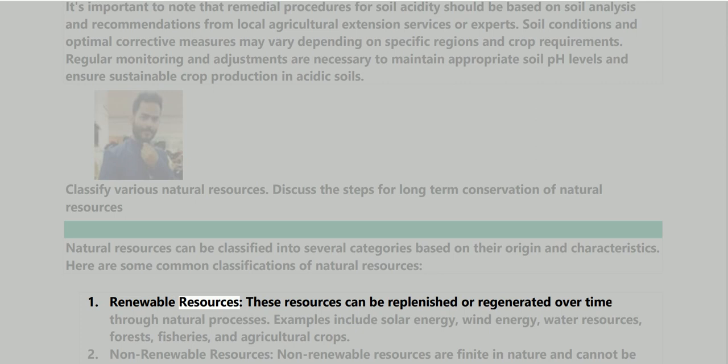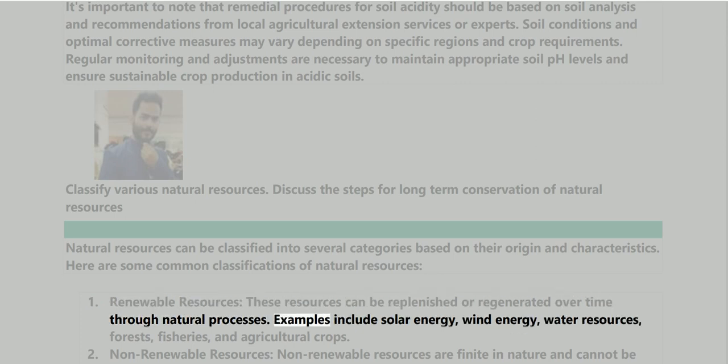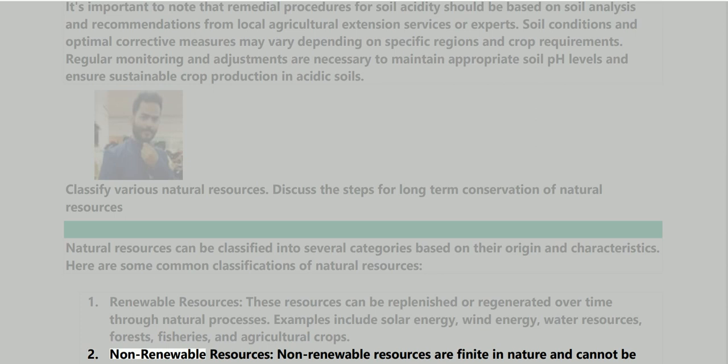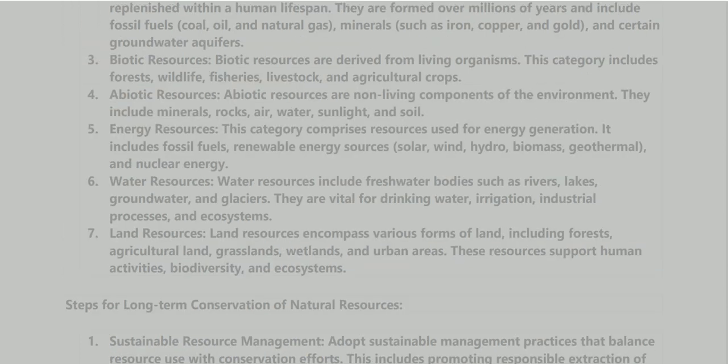1. Renewable resources. These resources can be replenished or regenerated over time through natural processes. Examples include solar energy, wind energy, water resources, forests, fisheries, and agricultural crops. 2. Non-renewable resources. Non-renewable resources are finite in nature and cannot be replenished within a human lifespan. They are formed over millions of years and include fossil fuels, coal, oil, and natural gas, minerals such as iron, copper, and gold, and certain groundwater aquifers.